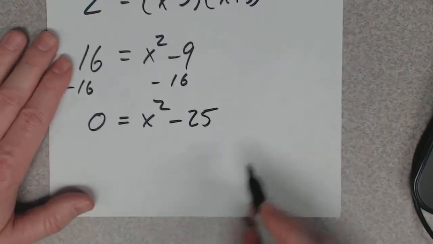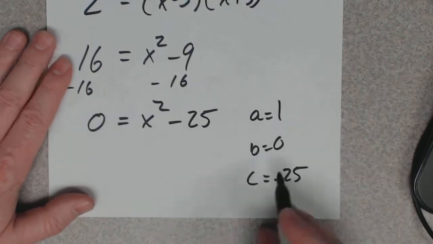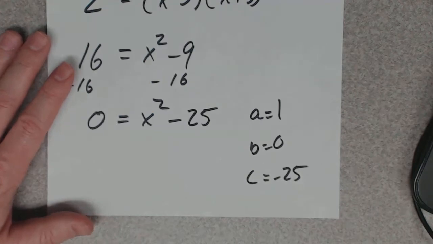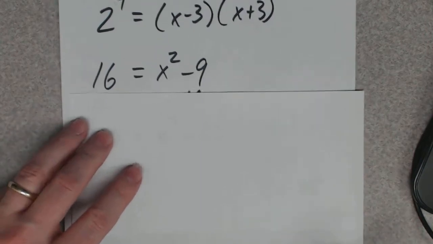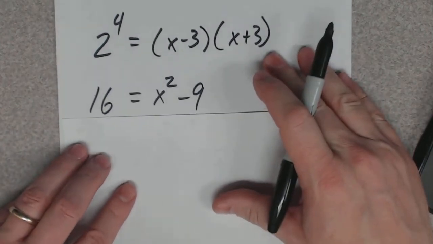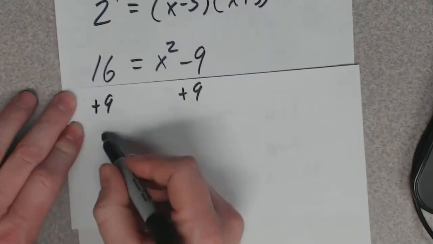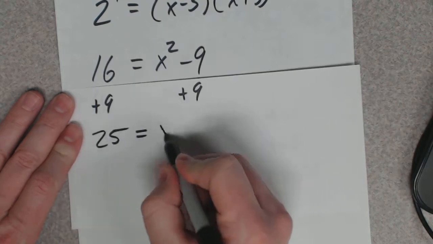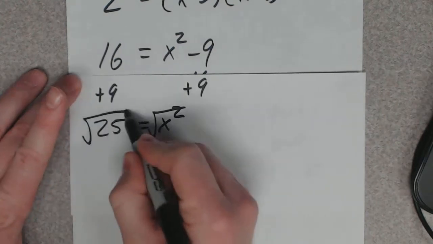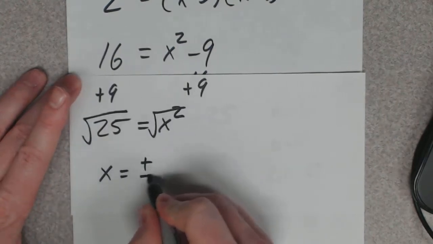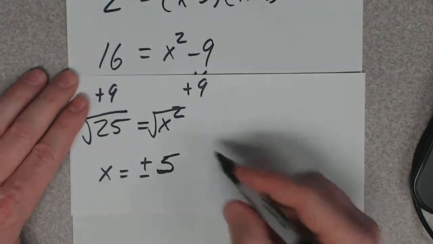Okay, you can use a quadratic formula here. Your a value is 1, your b value is 0, your c value is negative 25. You can do that, but let me show you a trick. There is no x value, there's just an x squared. If there's just an x squared there, then all you have to do is solve for x. There's no middle term to throw things off. So I'm just going to add 9 to both sides and then take a square root. So x equals, remember, it's plus or minus. Square root of 25 is 5. Not 0.5, but 5. Positive 5 and a negative 5.